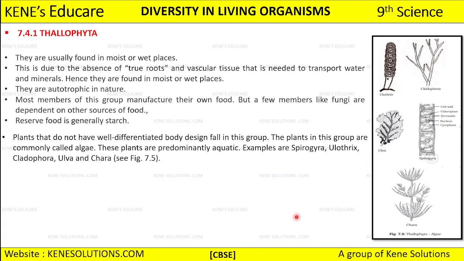And the examples of plants coming under division Thallophyta are Spirogyra, Ulothrix, Cladophora, Ulva and Chara. All the five diagrams have been given here beside. I want you all to have a look and check that they do not have roots, stems and leaves. You will not be able to find them, right? They are autotrophic in nature, making their own food, and they are found in moist places. Why moist places? Because they don't have true roots, and there is no xylem and no phloem present within them.